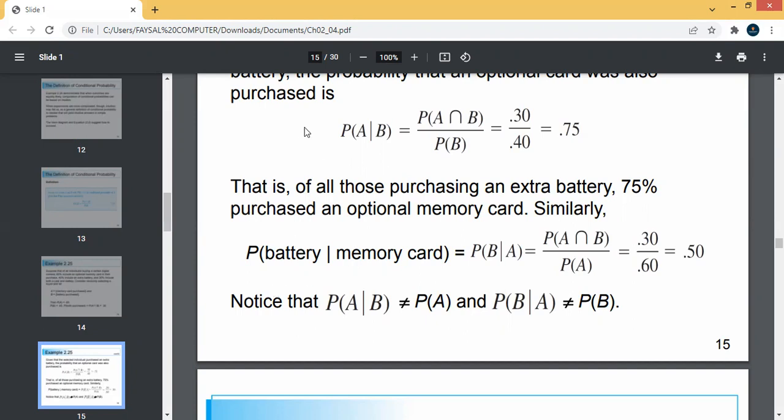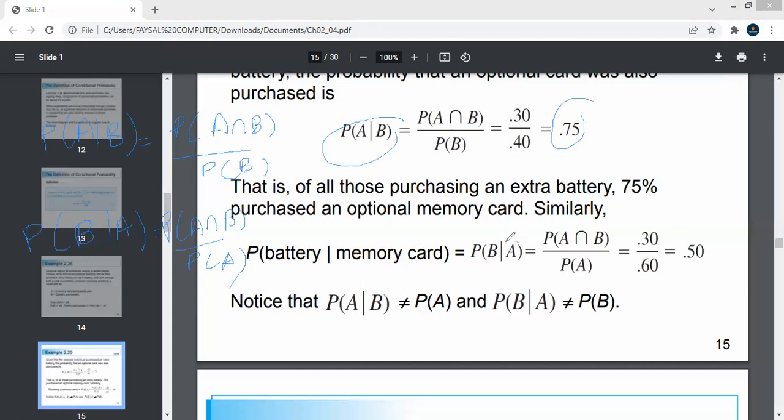So I will write here again my formula to find the probability. First the probability of A given B will be the probability of A intersection B divided by the probability of B. And then the probability of B given A will be the probability of A intersection B divided by the probability of A. So my value for A given B is 0.75, and for B given A it is 0.50. So this value does not equal this one.